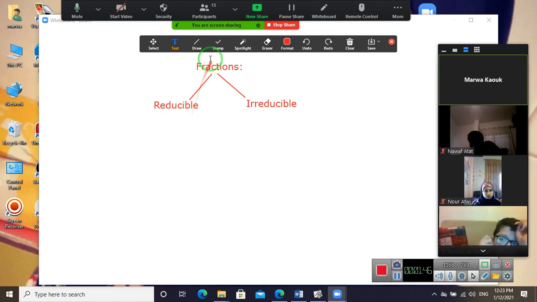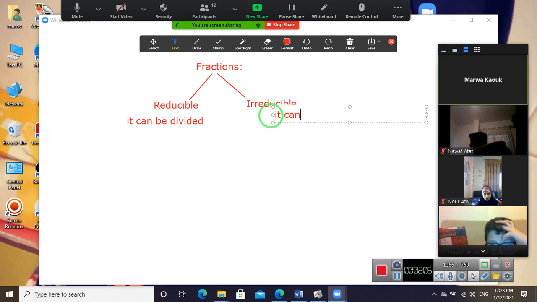Reducible means the fraction can be divided, and we can divide the fraction by a common divisor. So it can be divided. An irreducible fraction cannot be divided. Okay. How can we distinguish between them?